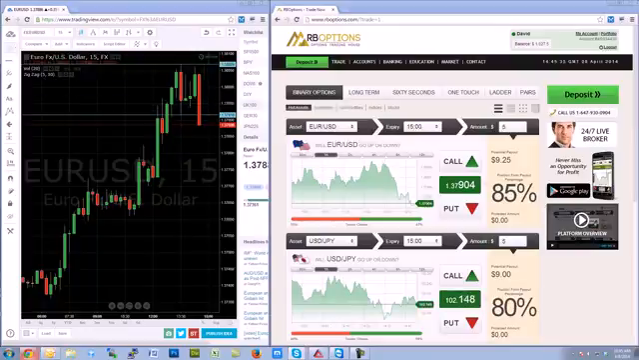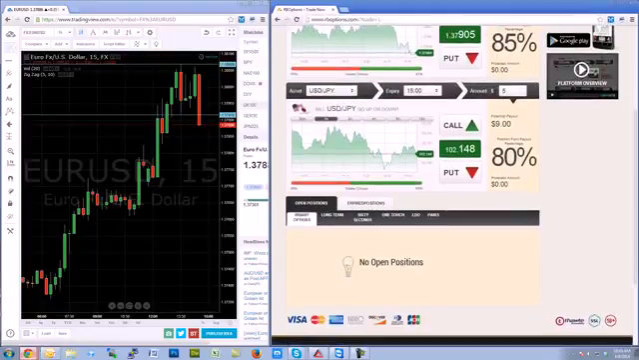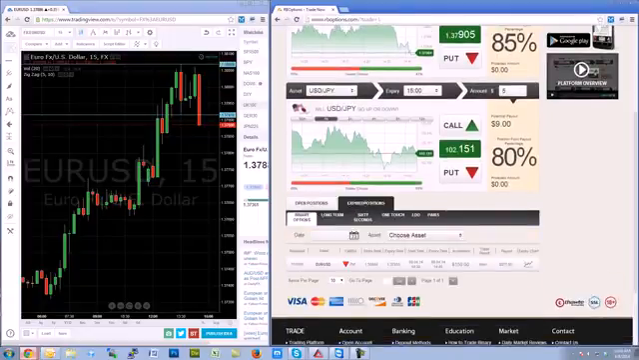And as you can see, the balance just updated. If we go to the expired positions, we can see down there that we did indeed win.